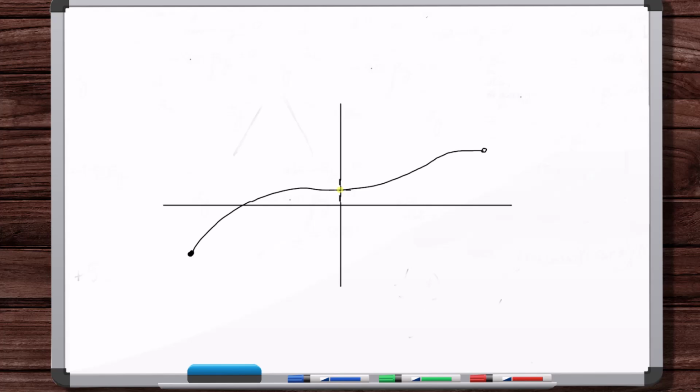if this is where the first derivative or maybe the second derivative is equal to 0, but it's not an inflection point. Or no, this would be an inflection point. This wouldn't be a local max or min.